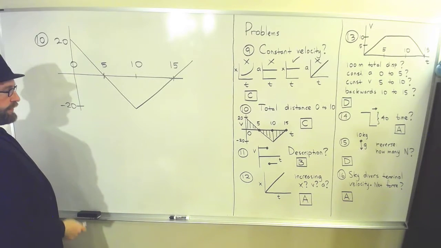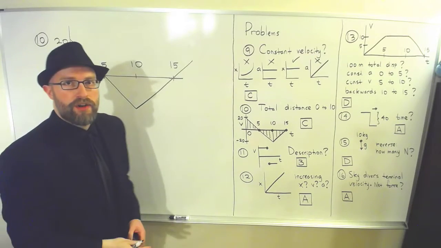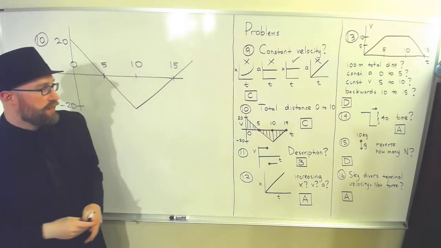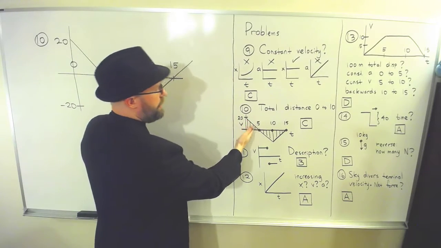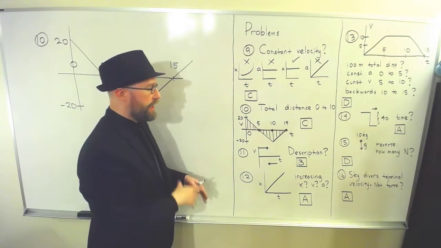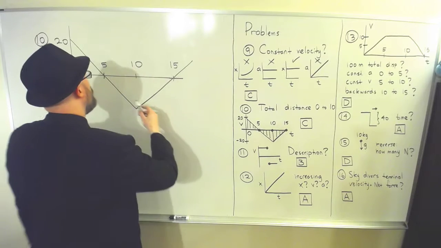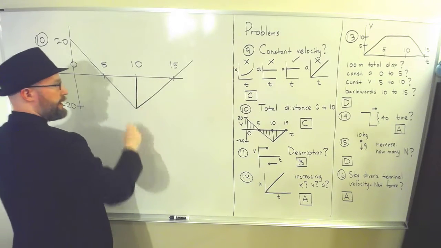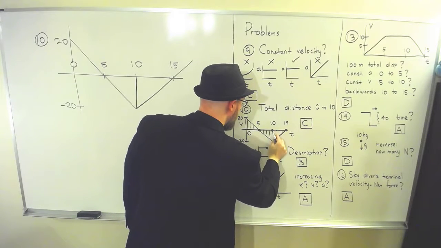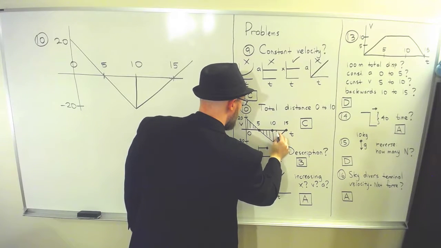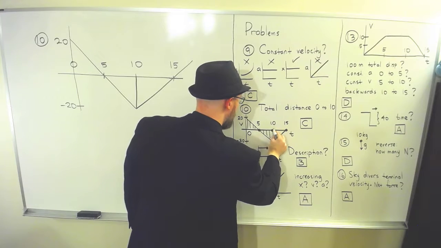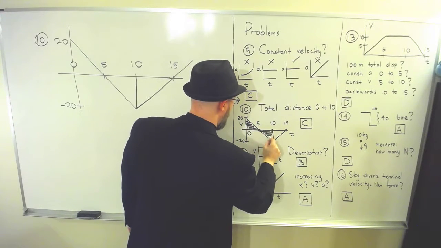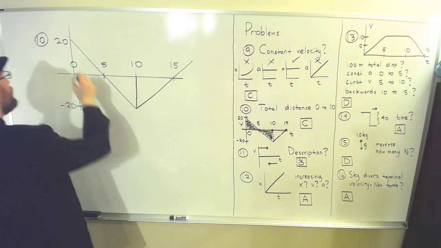Now, remember total distance traveled. So this is like the number of steps that you're going. Total distance traveled is the area, not the signed area. So you're taking a total area. Now, we're only going up to 10 seconds. So I guess I should not really have filled in this part over here. We're only going up to 10 seconds. So that part plus that part there.